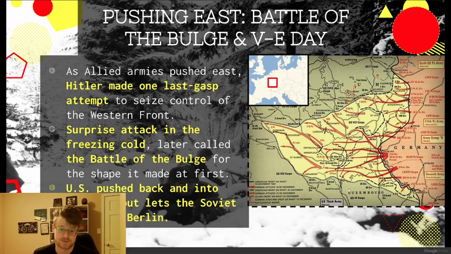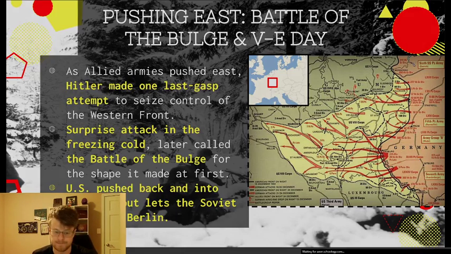And really, what happens from that point on is that the U.S. pushes back, they push into Germany itself, and how the war really ends is the Soviet Union, this entire time, has been closing down from the other side of Germany, and very destructively has been marching across Germany, and the Americans let the Soviet army take Berlin. Although it will be cut up later, and we'll talk about that.